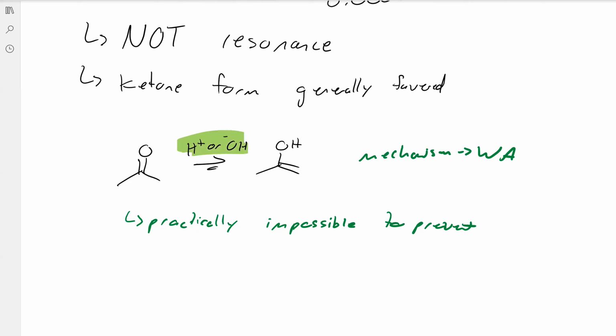You're always going to have some acid or some base in any kind of reaction. It's almost impossible to get rid of all the acidic or basic protons. There's always going to be at least a little bit there. And so this equilibrium will always be there.